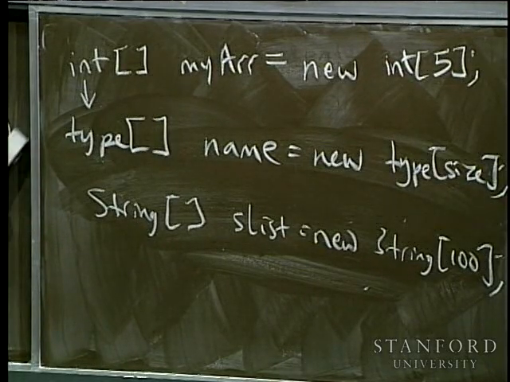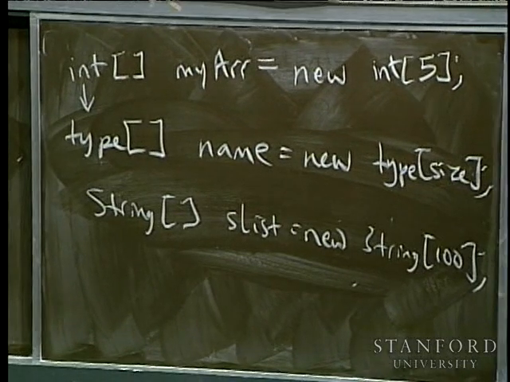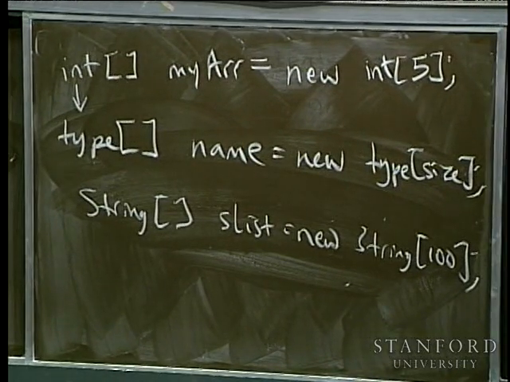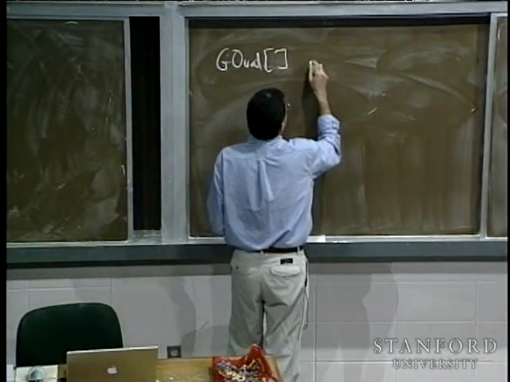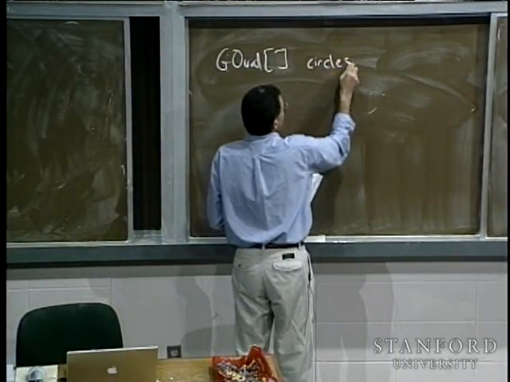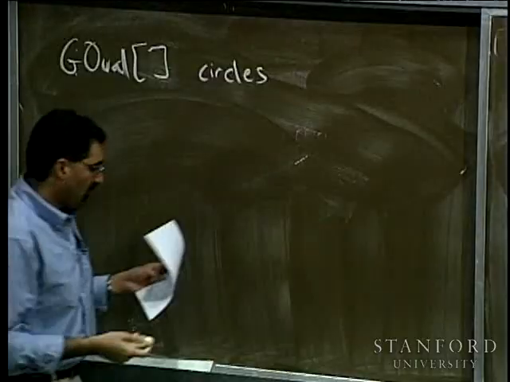I could have an array of, for example, GOvals or GRects. So I could actually say something like GOval maybe is my type, and then I'm going to have an array of these things, and I'll call this my circles, because I'm just going to have a whole bunch of these ovals that maybe represent circles.